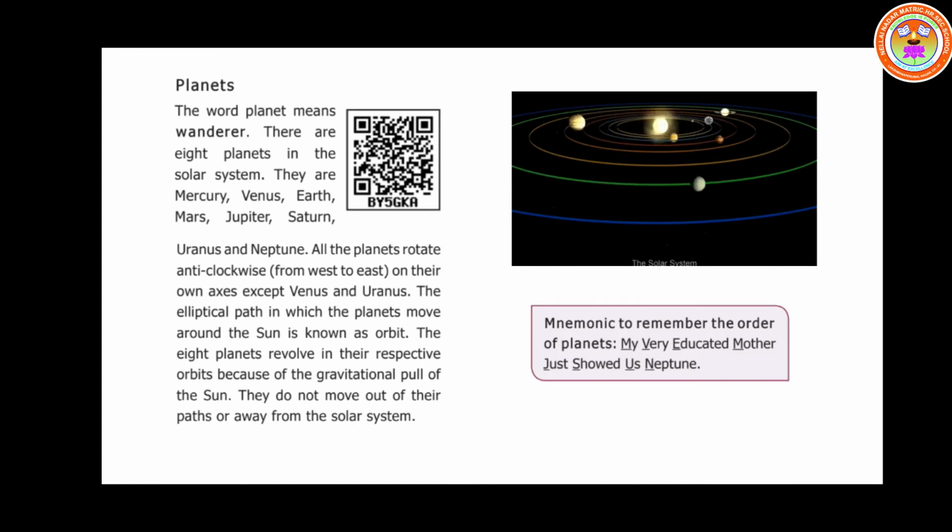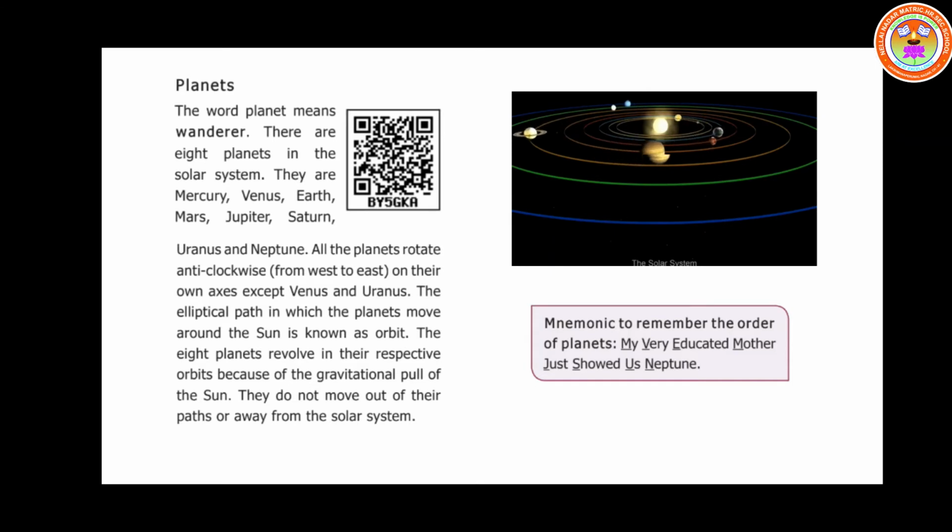All the planets rotate anti-clockwise from west to east on their own axis except Venus and Uranus. It means we know that there are 8 planets. Among these 8 planets, only 6 planets rotate anti-clockwise. Anti-clockwise means from western direction to eastern direction. Is it clear, children? And only Venus and Uranus rotate from east to west.